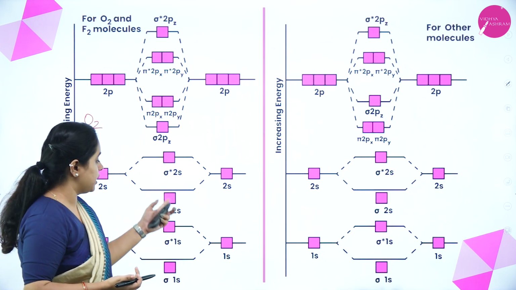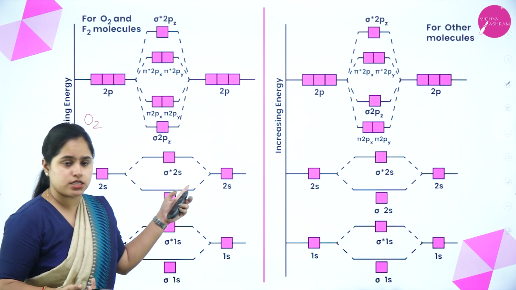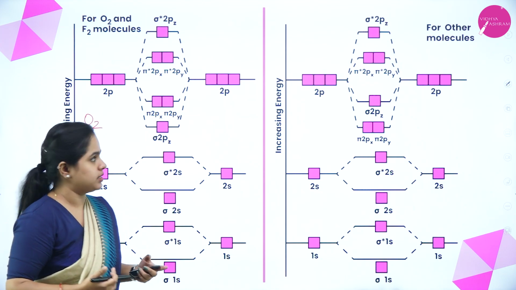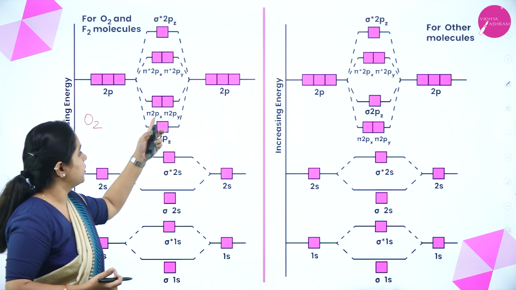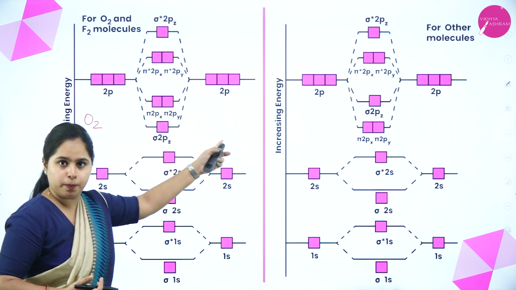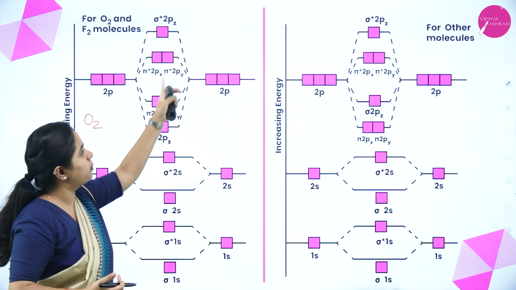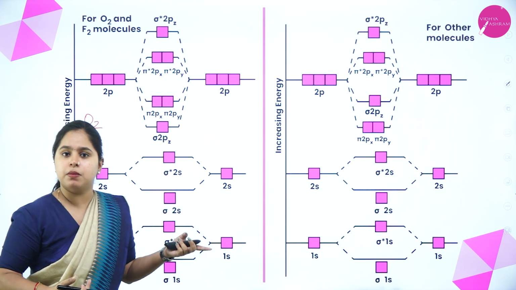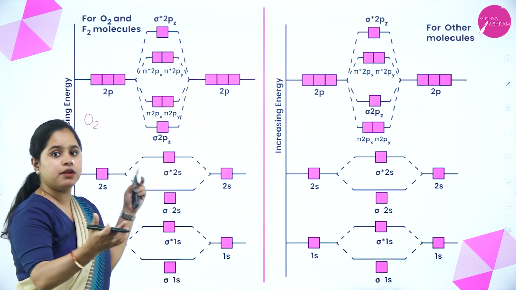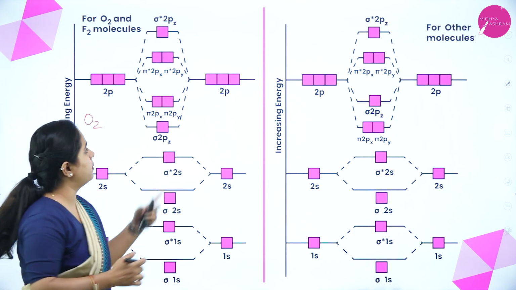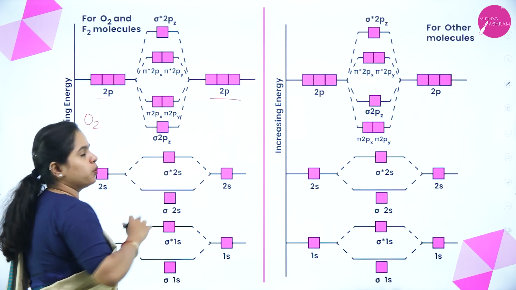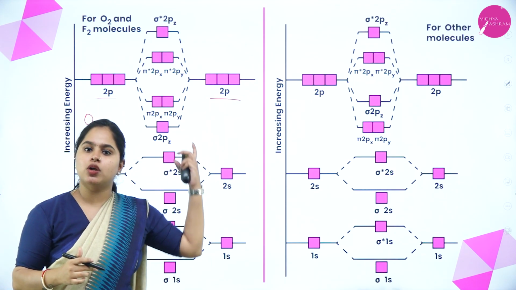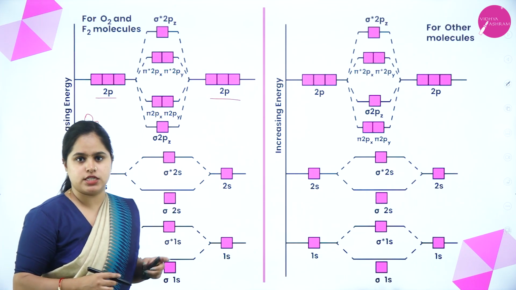Then sigma 2s and sigma star 2s are formed from the 2s orbitals. Then sigma 2pz, then pi 2px equal to pi 2py, then pi star 2px equal to pi star 2py, and the highest energy is for sigma star 2pz, which is coming from the combining of atomic orbitals 2p and 2p of the oxygen atoms. So let's try to fill it in the case of the oxygen molecule.